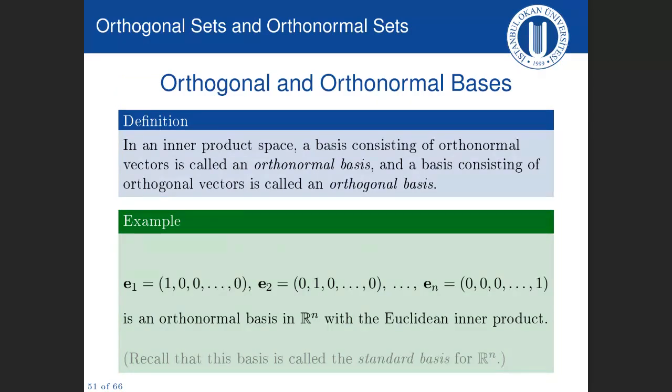Let's talk about bases. In an inner product space, a basis consisting of orthonormal vectors is called an orthonormal basis. And a basis consisting of orthogonal vectors is called an orthogonal basis. So for example, the standard basis in Rn is an orthonormal basis in Rn with the Euclidean inner product because all of these vectors are orthogonal from each other and each one of these vectors is a unit vector.